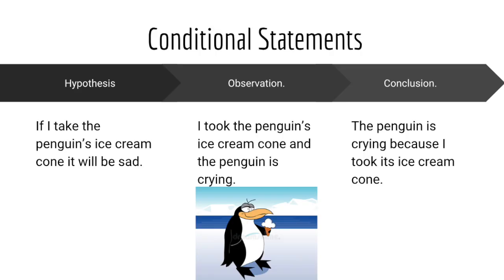And a conditional statement really follows this train of hypothesis, observation, conclusion. So, for example, my hypothesis is if I take the penguin's ice cream, it will be sad. My observation: I took the penguin's ice cream cone and the penguin is crying, and I'm going to conclude from that that the penguin is crying because I took its ice cream cone. So I've got a hypothesis, an observation, and a conclusion. You'll notice that this is actually very similar to what we talked about in class with the scientific method and how the scientific method applies to research papers.